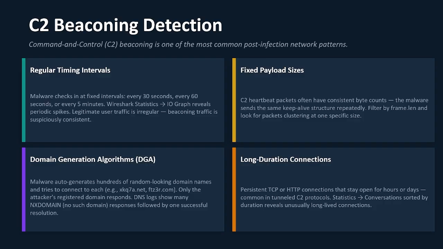There can also be, in the DNS logs, a lot of NX domain, which is no such domain, responses, followed by a successful one. Could be an indication that there's some software in there which has a list of 50, 60 domains, and it's just going down that list until it finds one that gets a response. So that's another key indicator.